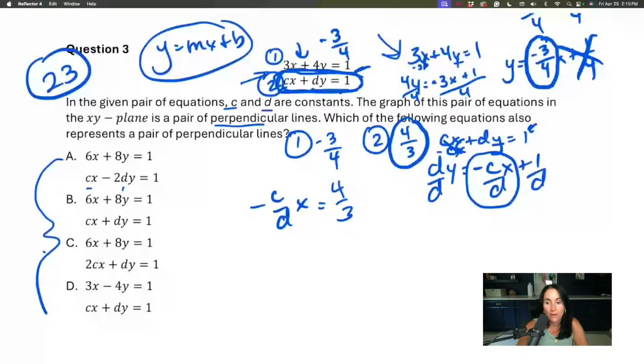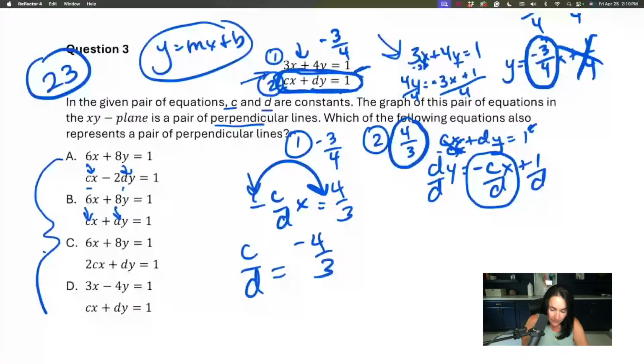Now here's another pattern. They do this every time on the practice test. Do you see how this is negative? Well, I don't want negative c over d. I want positive c, positive d, positive c, positive d. So let's go ahead and make the c and the d positive by just plopping the negative over here. So I get c over d equals negative 4 over 3. That means c equals negative 4 and d equals 3.